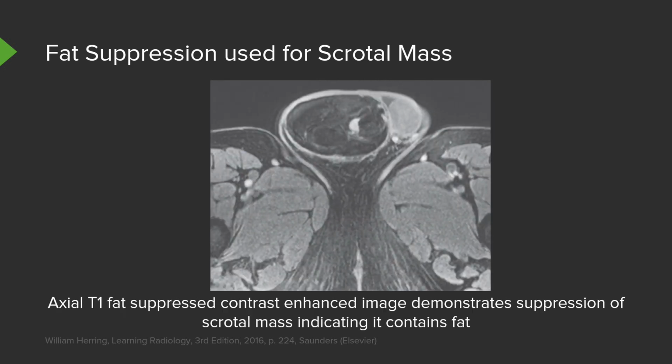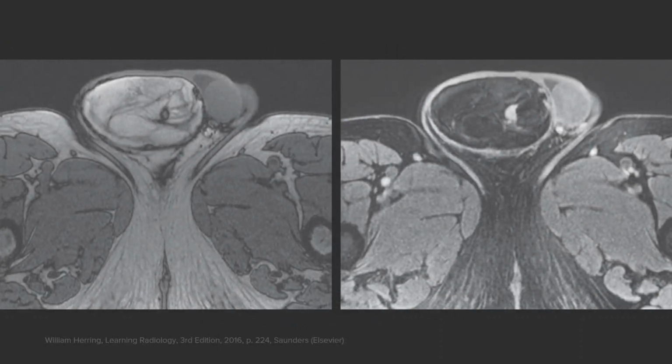This image is a similar image but has fat suppression. So now you can see the subcutaneous tissue here, which is fat containing, is now dark, and the mass is also dark, indicating that it contains fat. Here we have the two images side by side. We have the one that is T1 weighted without the fat suppression, and on this side, we have the T1 fat-suppressed image, and you can see the differences between the two.